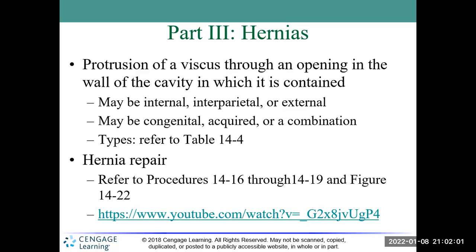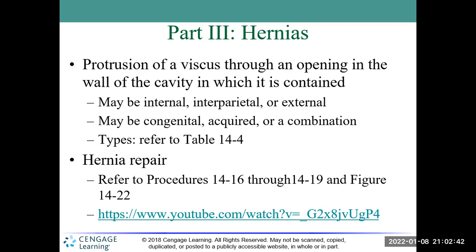It could be an internal hernia, could be interparietal or external. Now they can be congenital, so individuals may be born with a hernia. We do see a lot of hernias immediately after birth, especially umbilical hernias, those are usually the more common ones immediately after birth. It could be acquired or a combination of both.